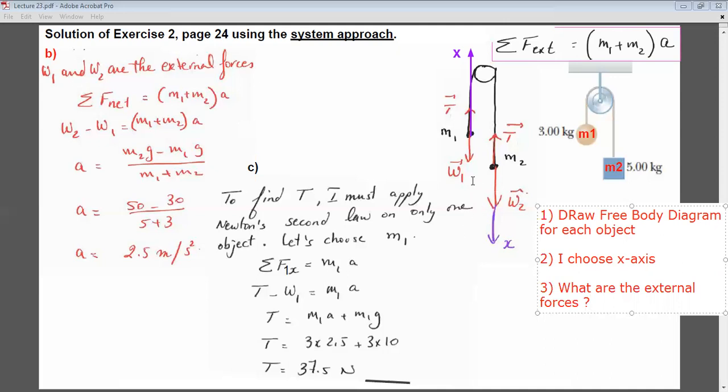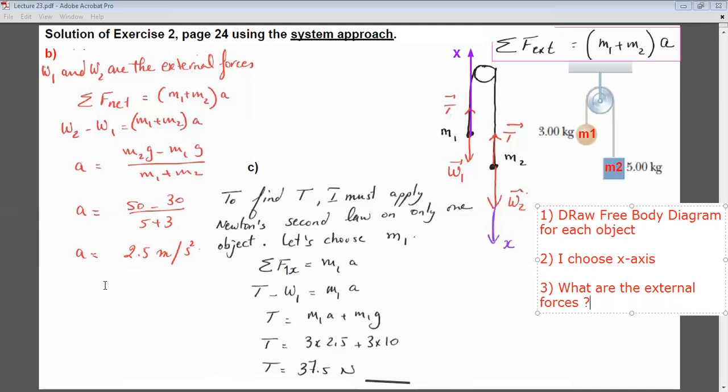Now what are they? They are W1 and W2. I look at the first object, for example. W1 is opposite to the x-axis, so it is minus W1. W2 is with the positive x-axis, so it's plus W2. So W2 minus W1 is equal to M1 plus M2 times the acceleration. Acceleration is equal M2G minus M1G over M1 plus M2. M2G is 50, M1G is 30. And we get acceleration equal 2.5 meter per second square.